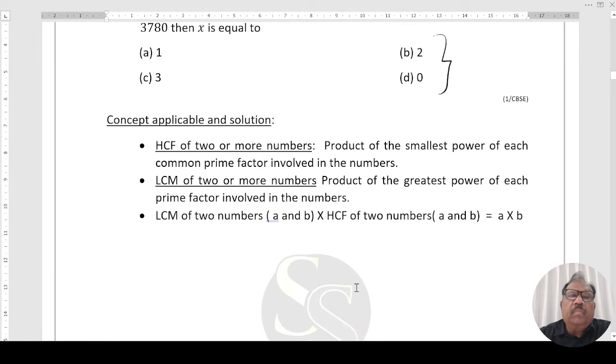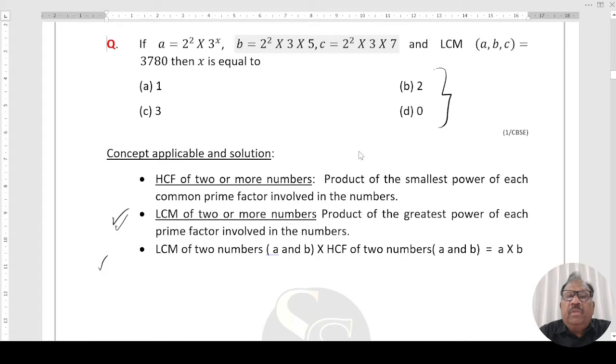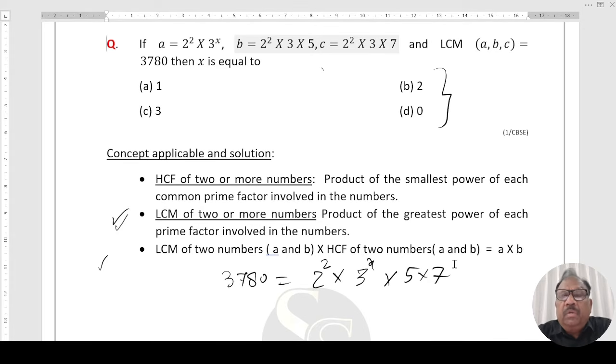Concept applicable in solution. What is LCM of two numbers? LCM is the product of greatest powers of each prime factor involved in the numbers. Means 3780 can be written as 2 to the power 2 into 3 to the power 1 and 3 to the power x, so that 3 to the power x into 5 into 7. Right? In HCF we take the smallest power.